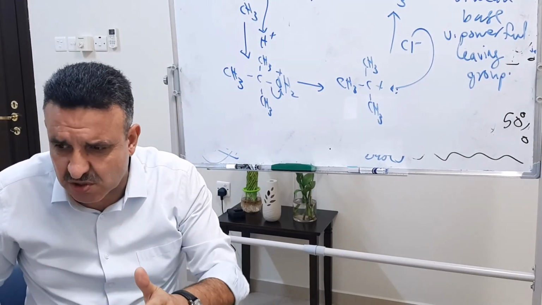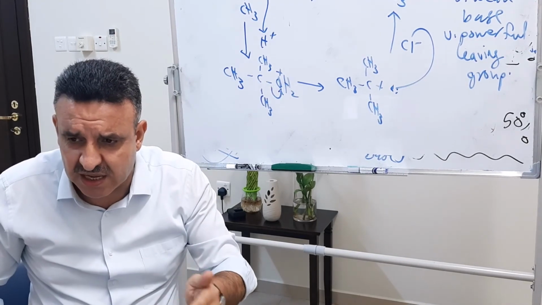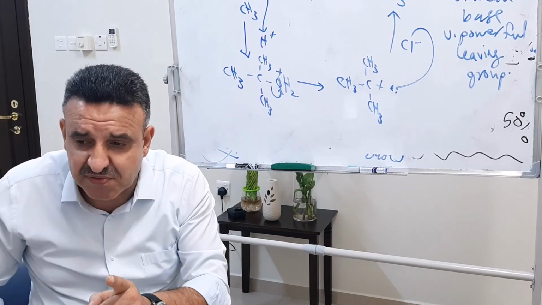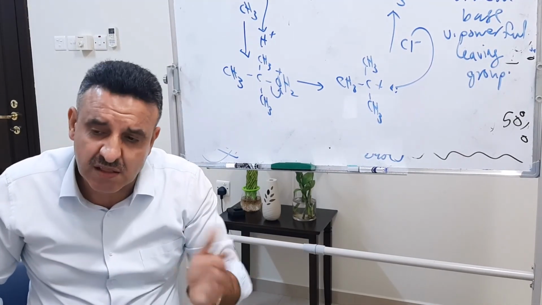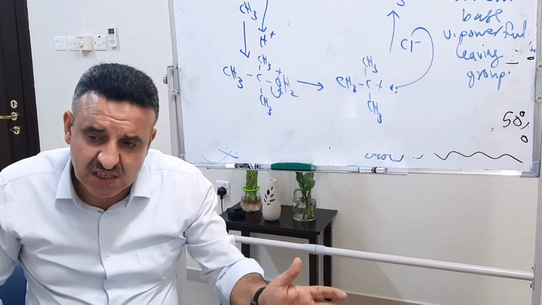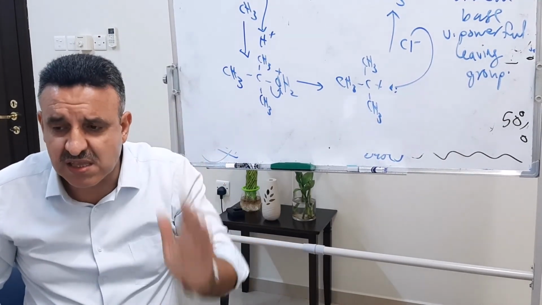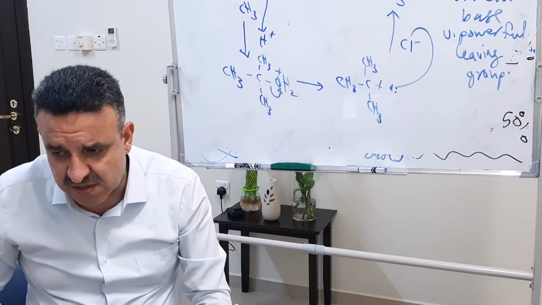To make the story short, if the stereocenter of your alkyl halide is R, your product must be S if it undergoes SN2. You follow me? And vice versa is true. If you started with R, you get S. If you started with S, you get R. Always, this is characteristic of the SN2 reaction mechanism.